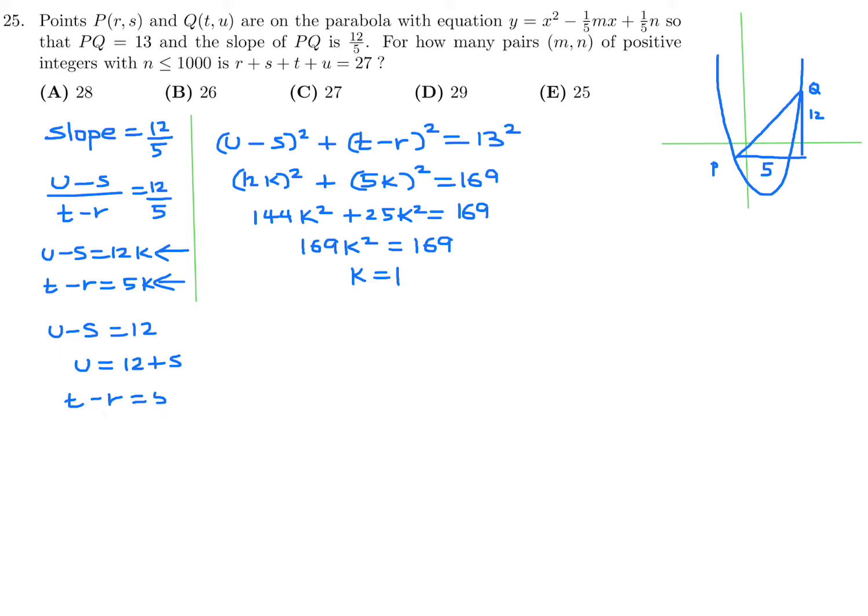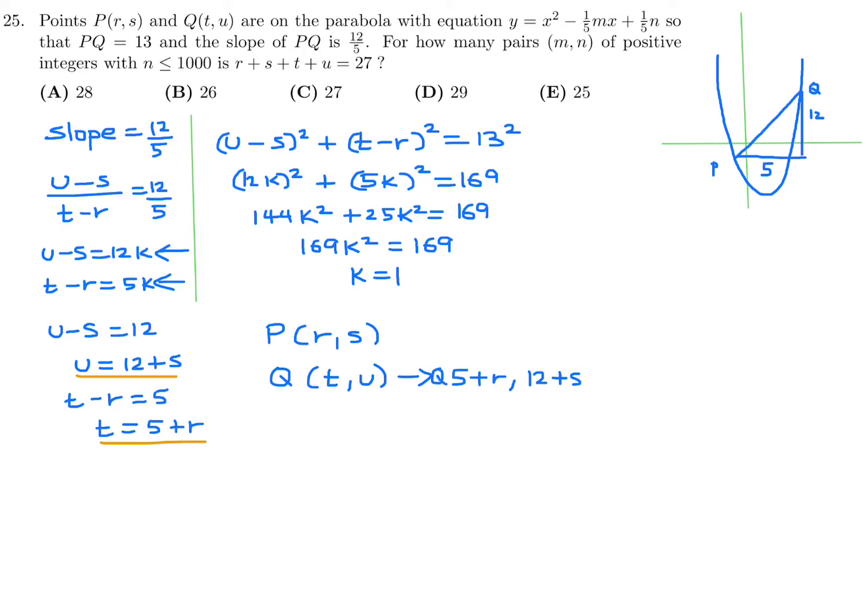And then it gives me that T minus R is equal to 5, which would give me that T is equal to 5 plus R. So my 2 points now, I have P, R, S, and I have Q, T, U, but what I can do is put Q in terms of R and S, since I have these two relationships right here. That will allow me to put T as 5 plus R and U as 12 plus S. So there we go. That at least helps me a little bit.